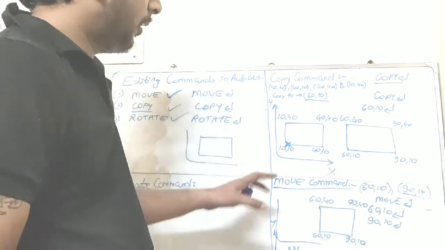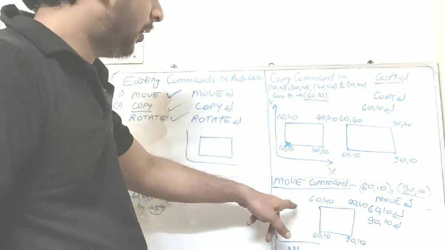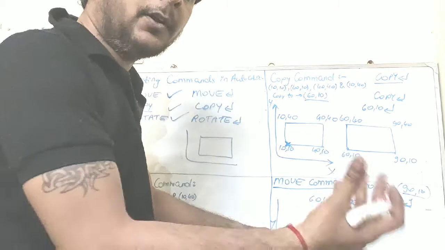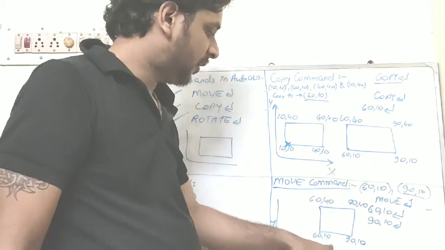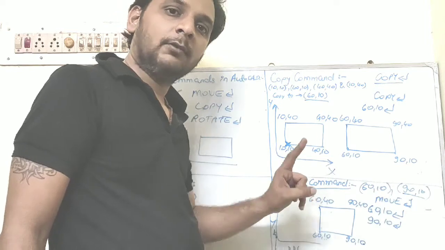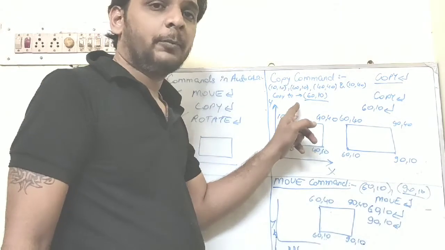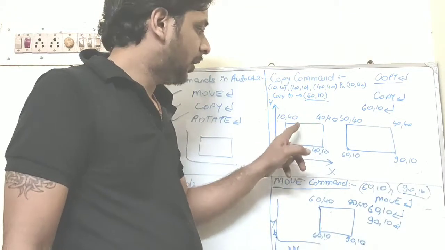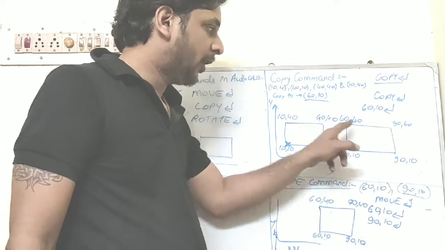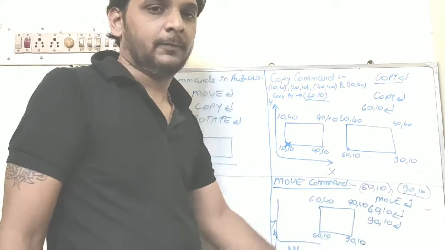Okay students, in the move command and copy command you will see a difference. In the move command, the earlier rectangle gets moved from this place to the 60 comma 10 coordinate. So here the rectangle is only one, that is moved from the initial place to the final place. But in the copy command you will see the initial rectangle is still present and a new rectangle comes with the help of the copy command at the coordinate 60 comma 10.